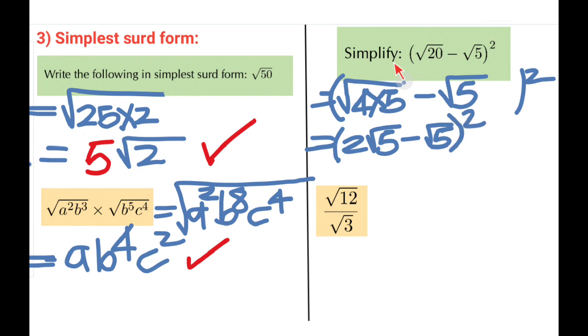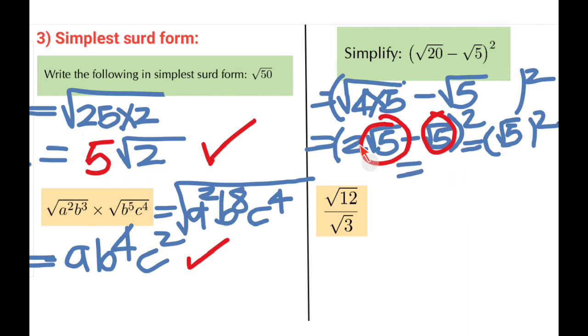All squared. Notice that these square roots of 5 are similar. That is the same thing as 2 goats minus a goat, which is 1 goat. So we're left with the square root of 5, and the square root of 5 squared is simply 5. And that's how you solve that.